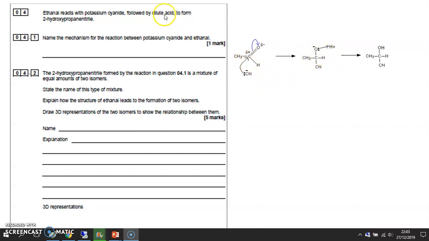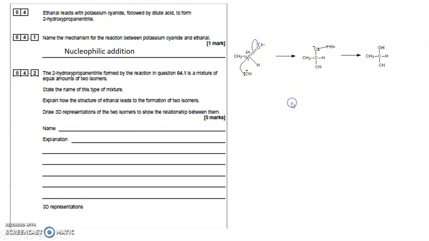Now here's the acid, followed by dilute acid. Acids make H pluses, and the lone pair of electrons on the O bond to the H and make OH. The O has had electrons move away from it, so it loses its minus, and the H plus had electrons move onto it, so it loses its plus. And there we go, that's made 2-hydroxypropane nitrile now. Name the mechanism. Well, this is a nucleophile, it's an electron pair donor, and everything is added together, nucleophilic addition.